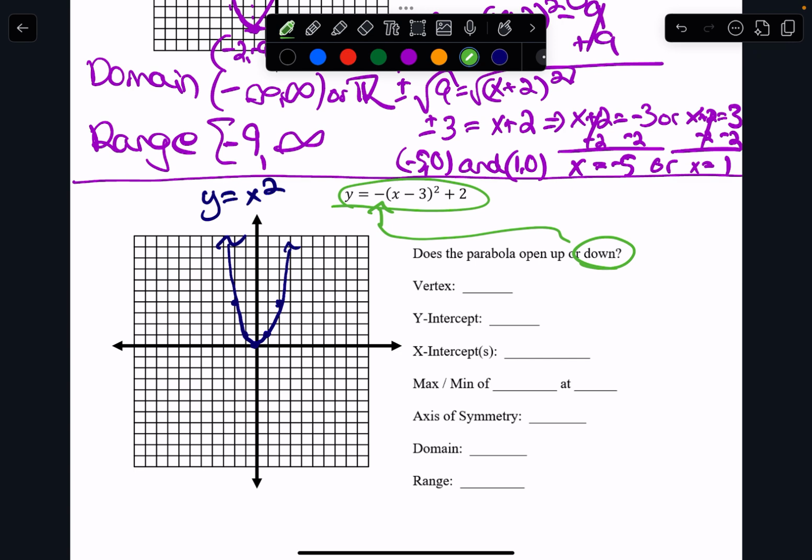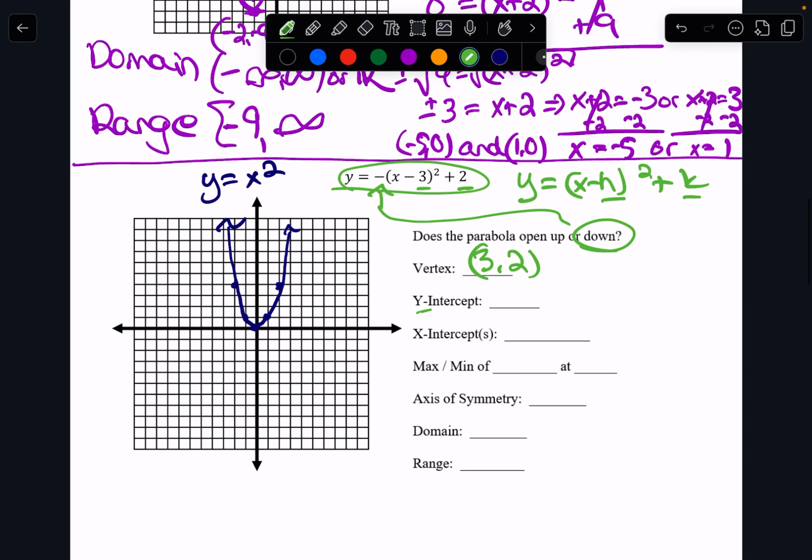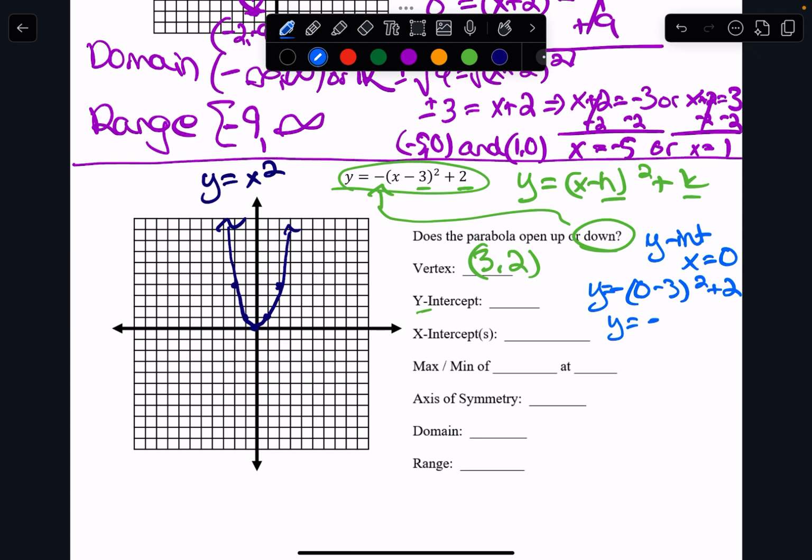What is our vertex? Remember, our vertex form is y equals (x minus h) squared plus k. (h, k) is our vertex, so here it's 3, 2. Next it's asking what is our y-intercept. For our y-intercept, what we do is we set x equals 0. So we're just going to plug in y equals negative (0 minus 3) squared plus 2. So this is negative 3 squared plus 2. Negative 3 squared is a 9, but we have that negative outside, so y equals negative 7. So our y-intercept is 0, negative 7.